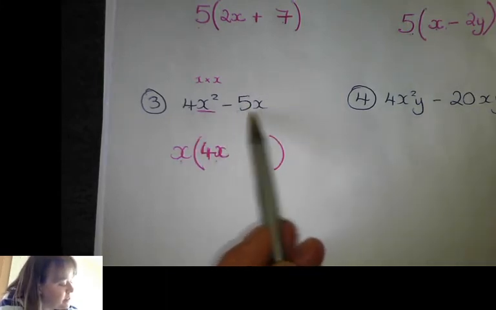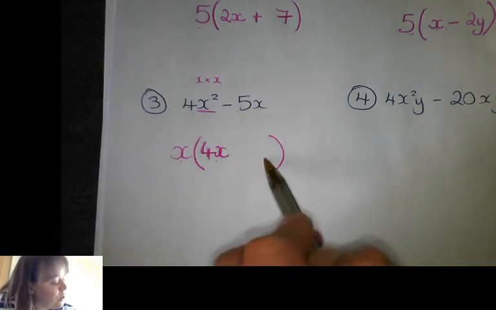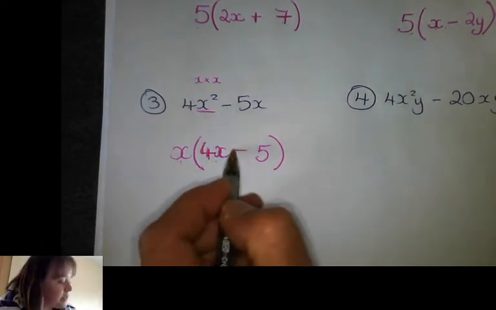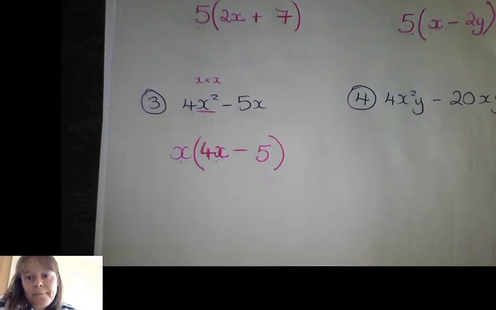At the end here I need to make 5x, so x times what makes 5x? I think x times 5, and I'll need a minus sign in the middle because of that one up there.